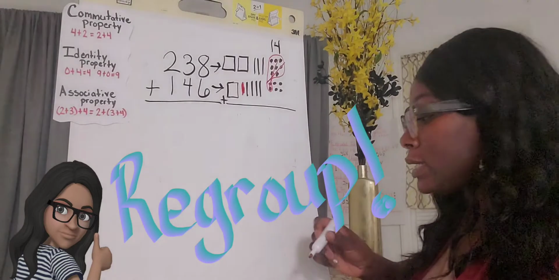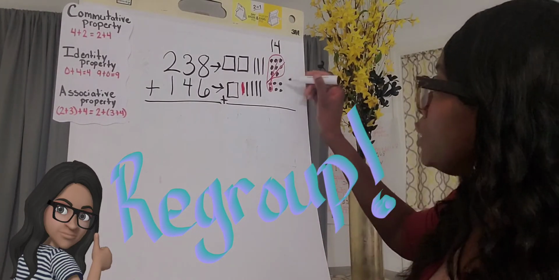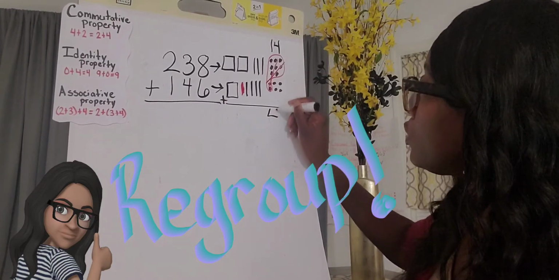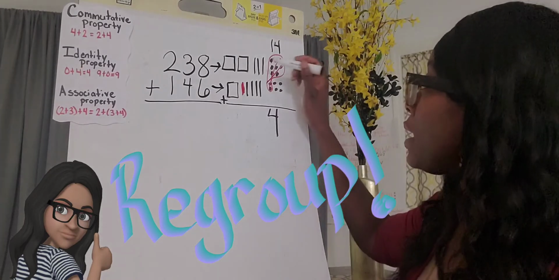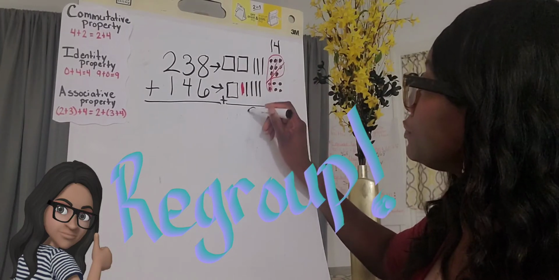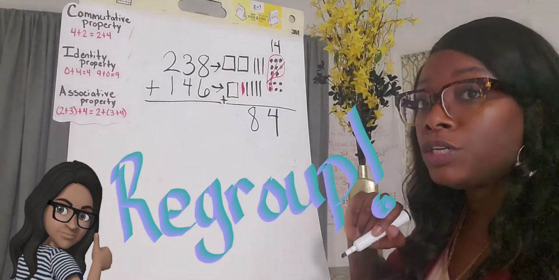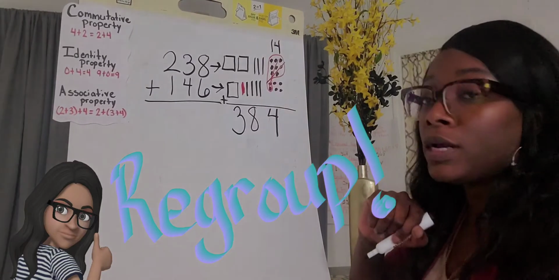So now I can count how many ones I have left. 1, 2, 3, 4. So now 4 will go into the ones place. Then I move to my 10s and count how many 10s I have. 1, 2, 3, 4, 5, 6, 7, 8. And then how many hundreds do I have? 1, 2, 3. 384.